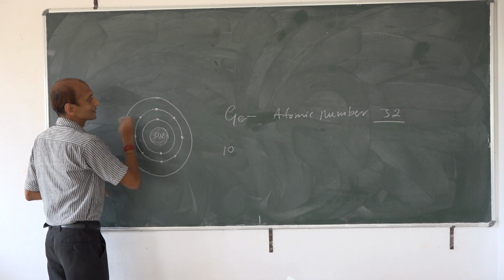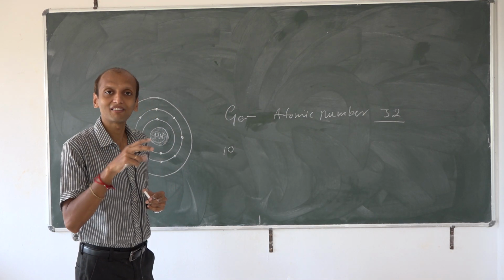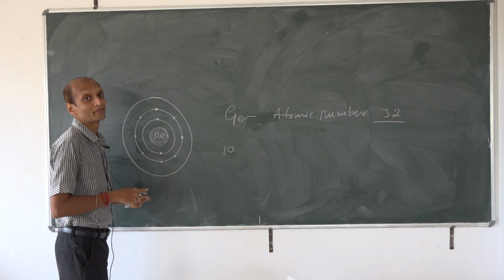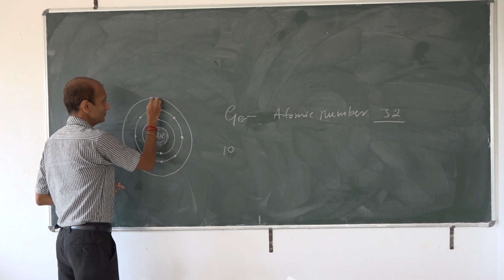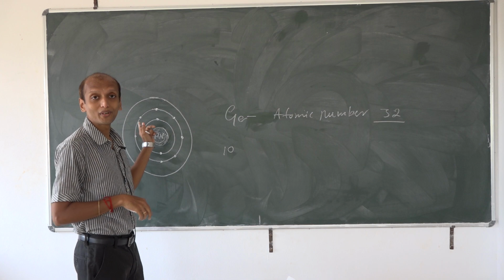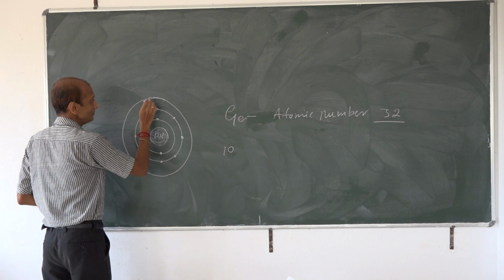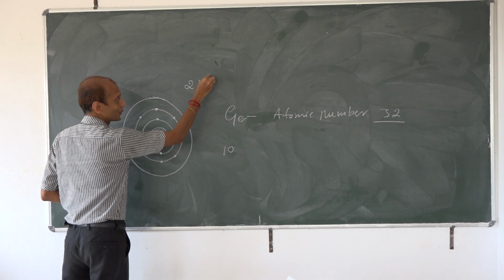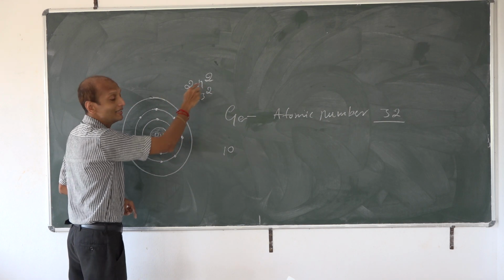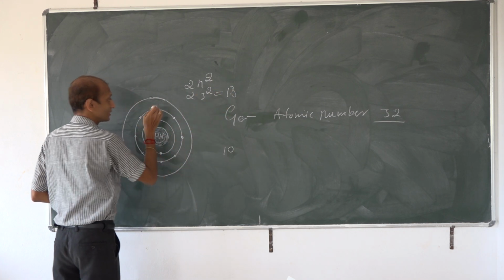Now here is the third orbit. Till now, in our examples we considered only 2 orbits, but now the third orbit has come. How many electrons can the third orbit have? The formula is 2n squared, so 2 into 3 squared, 2 nines are 18. So 18 electrons will come on the third orbit.